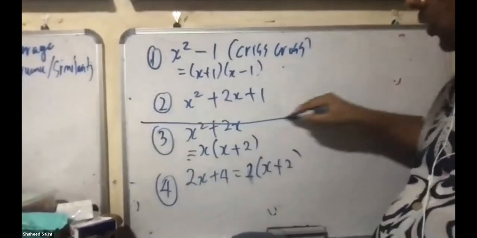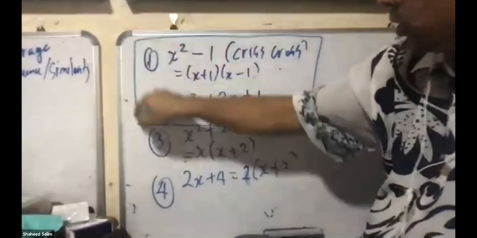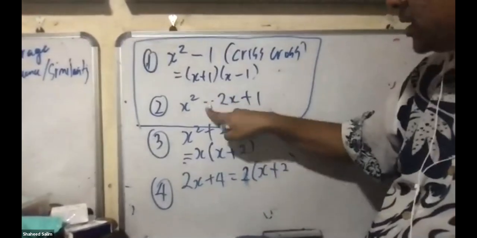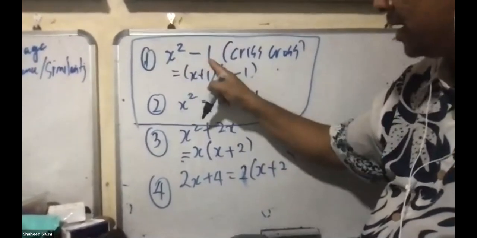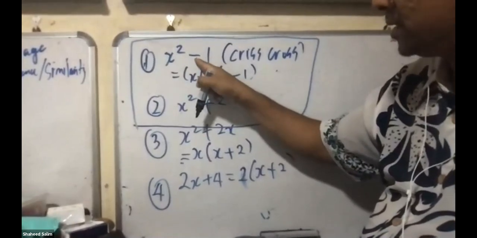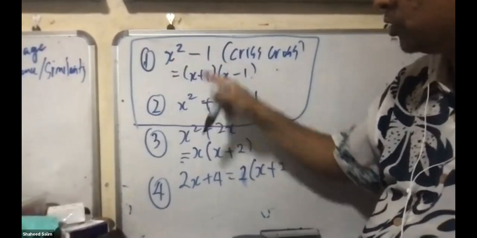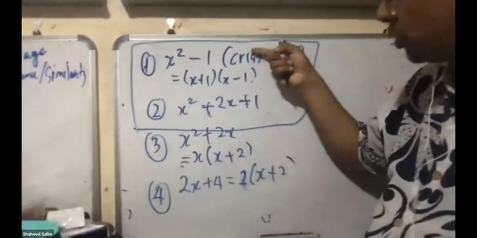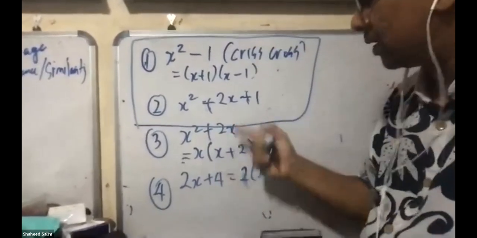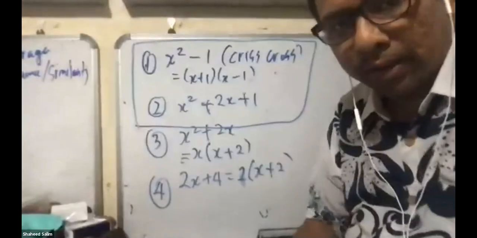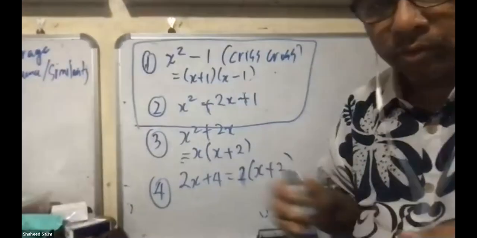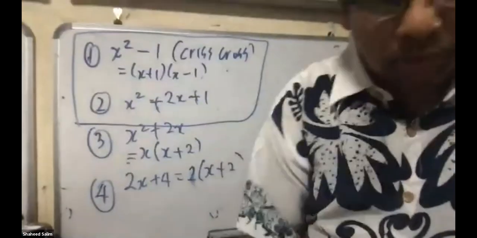Therefore, only 2 types can do crisscross. When you have all 3 terms, this can be minus, no problem. Or when you have the first and last, but this must be minus and must be able to square root, you will get crisscross. The rest are simple factorization. Are we okay? I don't know whether you're okay.